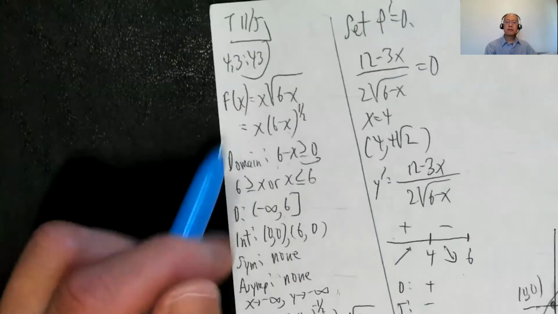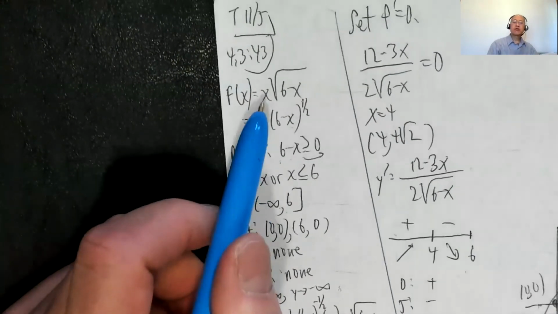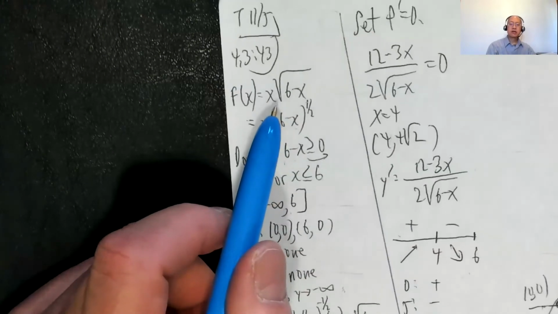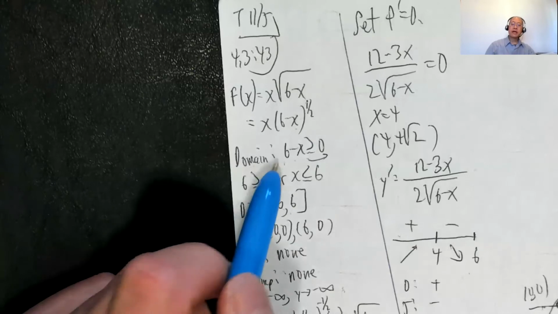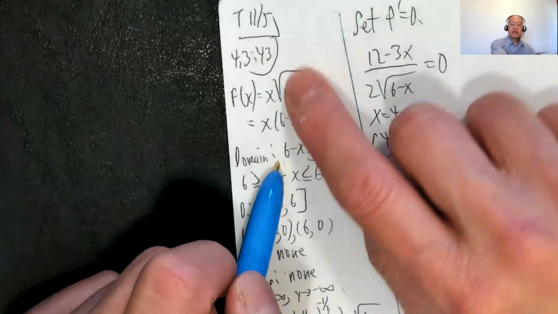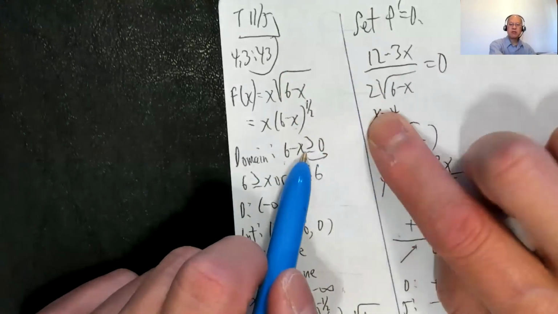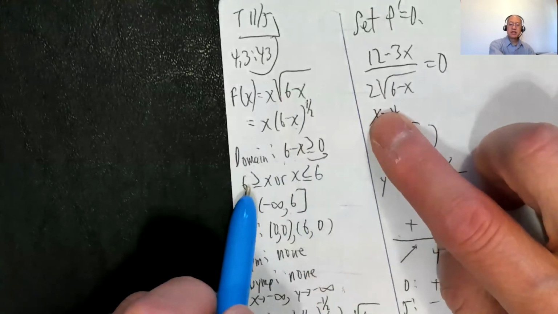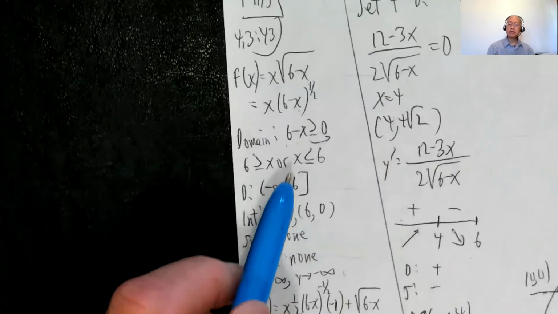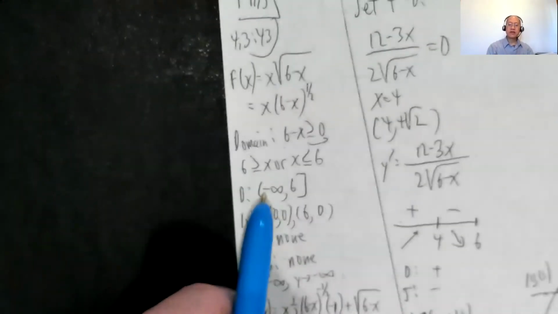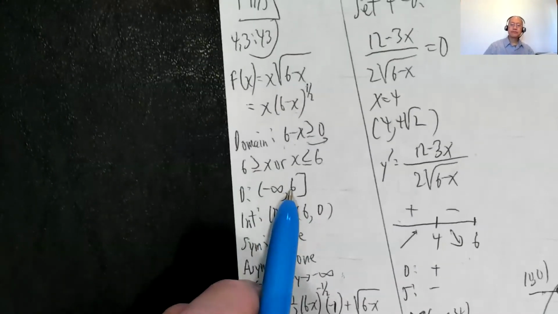43. F of x equals x square root of 6 minus x. So a little bit more clumsy. X times 6 minus x to the half. So the domain: 6 minus x, the thing underneath the square root, has to be greater than or equal to 0. Add x to both sides. 6 is greater than or equal to x, or x is less than or equal to 6. So I cannot plug in 6.1. The domain is negative infinity to 6 bracket.